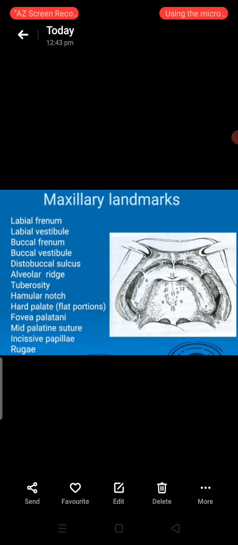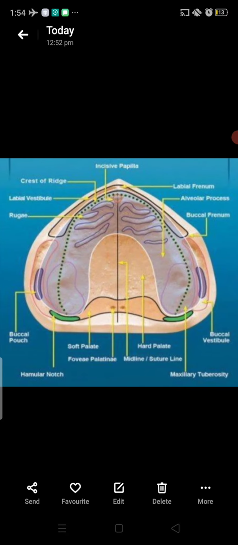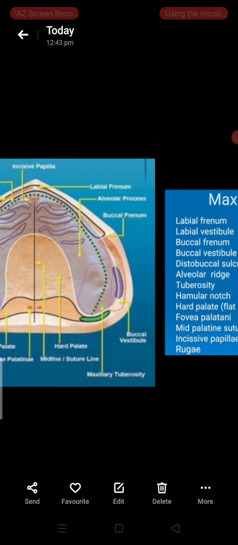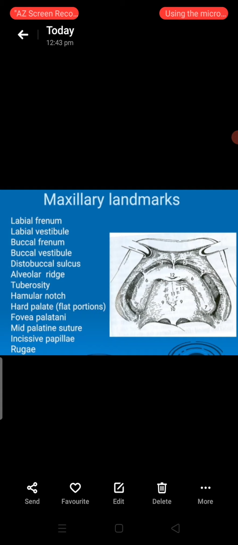First we will study the maxillary anatomical landmarks which are labeled in this diagram. Then we classify these anatomical landmarks into three categories: limiting structures, supporting structures, and relief areas. Then we go back to this diagram and again study these anatomical landmarks. Then we will study each landmark in detail. Now, first, the maxillary landmarks.